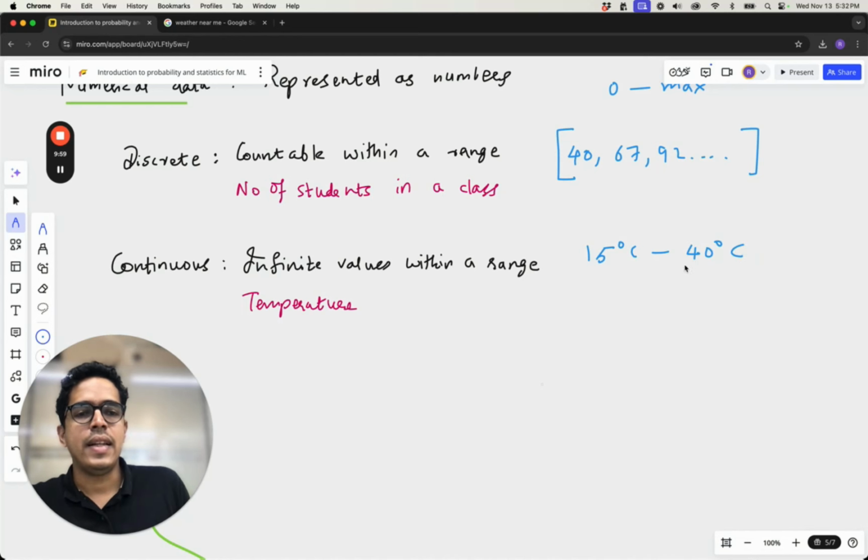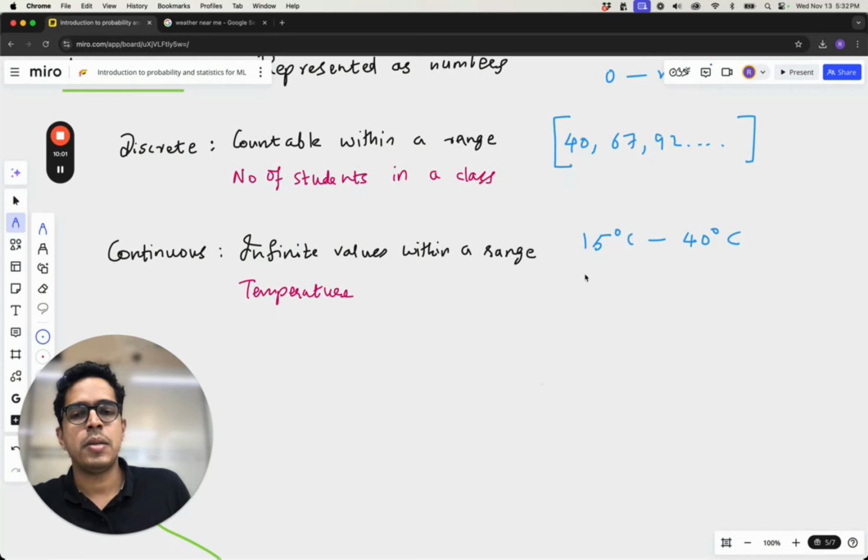But although the range is very limited, the possible values that temperature can take are infinite, because temperature is described not just by these discrete numbers, it's described by real numbers. So 15.1, 15.003, it can be anything. So there are these continuous numbers.